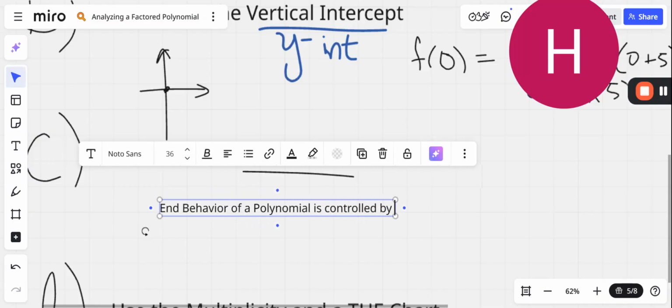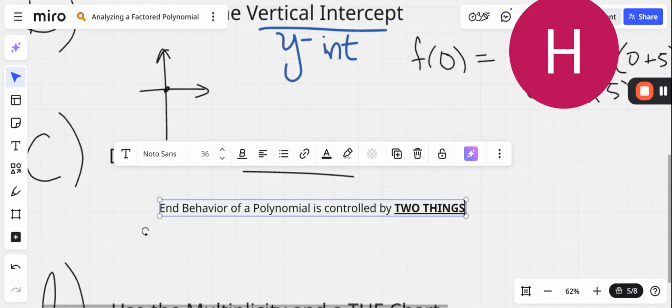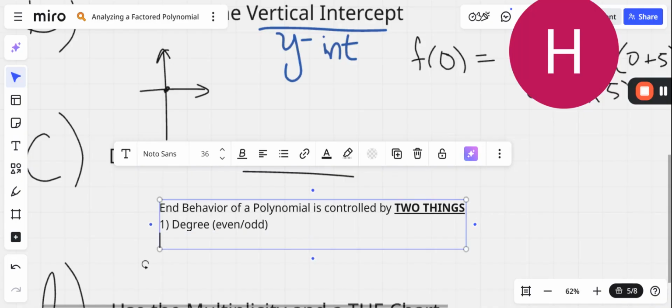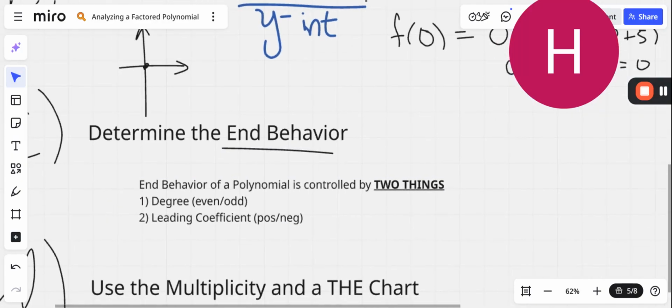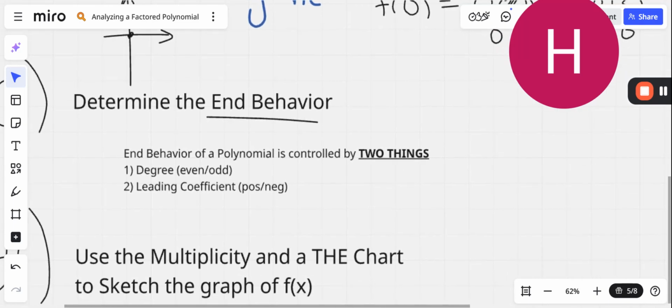It's controlled by two things. What are those two things? It's controlled by the degree, whether it's even or odd, and it's controlled by the leading coefficient, whether it's positive or negative. Just understanding this about the polynomial is going to give you all the insight you need to understand the end behavior, like what's happening all the way to the right and all the way to the left.